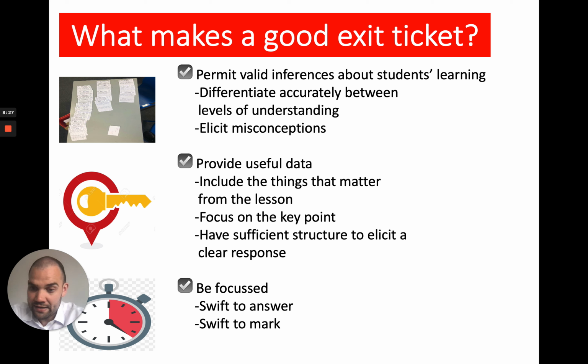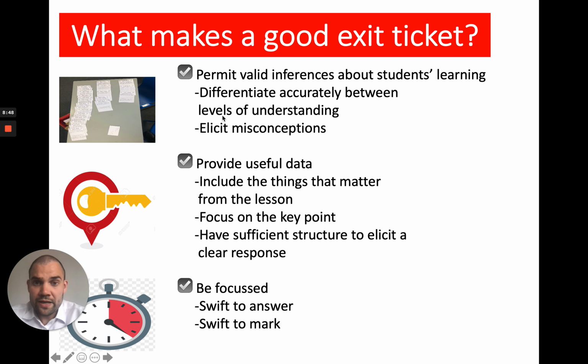Now, there's a few key criteria of what make a good exit ticket. So these are on your handout how-to sheet, which you'll leave with at the end. So there's three key things really for a good exit ticket. It's got to allow you to make valid inferences about students' learning. It's got to give you useful data, and it's got to be focused. So there are combined seven key criteria that go into those three.